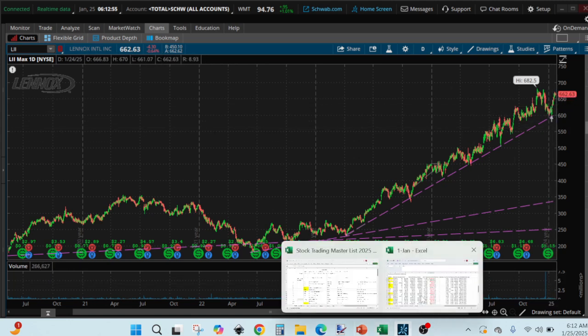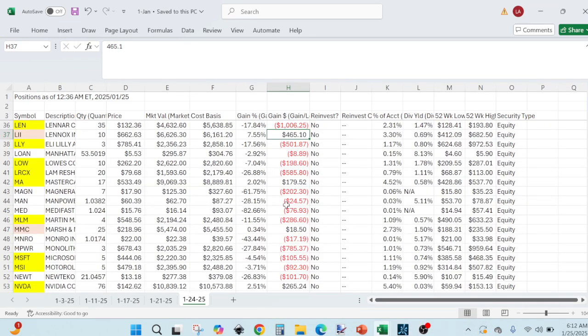And you can see, as of Friday, we have our account position here. You can see that we have multiple stocks that are negative in it. We purchased the ones that are highlighted in yellow. We purchased them in 2024 for swing trading purposes.